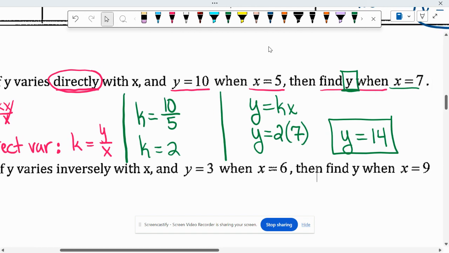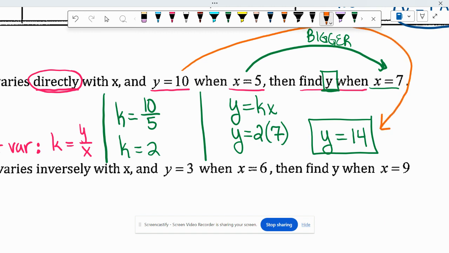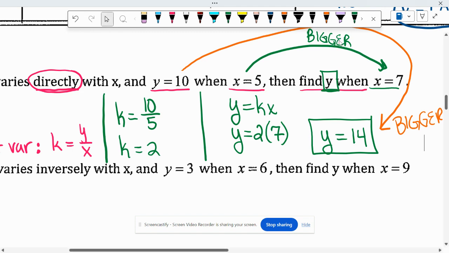Did X get bigger? X went from 5 to 7. It's getting bigger. Because it's a direct variation, did Y get bigger? Y went from 10 to 14. Yeah, it got bigger. That's what direct means. As one increases, the other increases, or as one decreases, the other decreases. They have the same growth or decay.